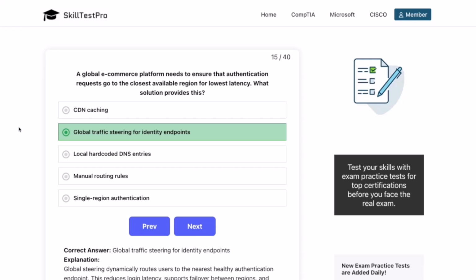Global steering dynamically routes users to the nearest healthy authentication endpoint. This reduces login latency, supports failover between regions, and ensures resilience across geographic areas.